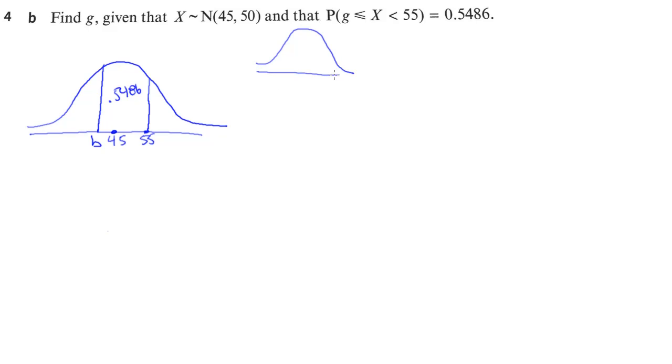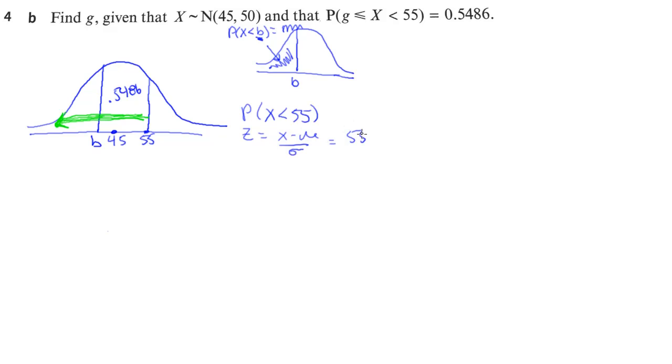Anyway, what I need is to know the area to the left of B. If I know the area to the left of B, then I can find out what B is, just like we did the problem before in section 3. So what I've got to do is figure out what this area is on the left side of B. Now, I can figure out what everything to the right of 55 is, and then once I do that, if I take away 0.5486, I'm going to have the area that I'm looking for.